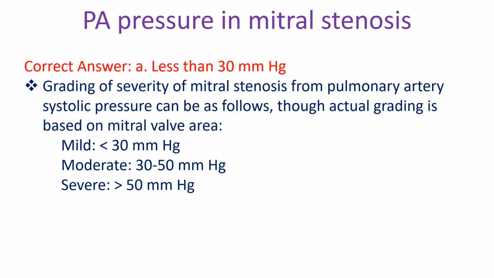Grading of severity of mitral stenosis from pulmonary artery systolic pressure can be as follows, though the actual grading is based on mitral valve area. Mild, less than 30 millimeters of mercury. Moderate, 30 to 50 millimeters of mercury. Severe, more than 50 millimeters of mercury.